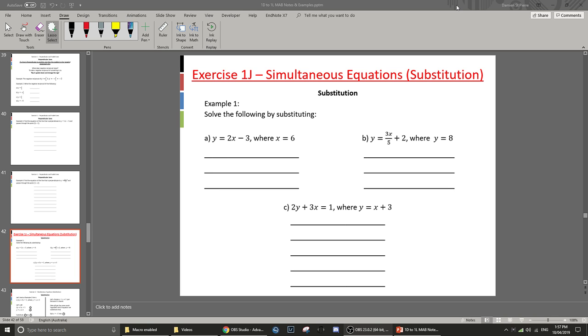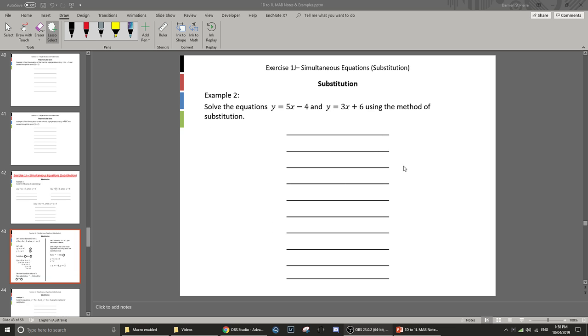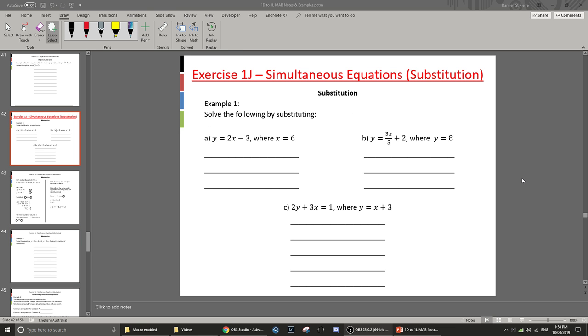This is exercise 1J, so you should have done this in the last class at the end of term, but hey, we all know how well we actually work when it's a Friday, last day of term. So I thought I'd go over this for you all quickly again. So exercise 1J, it's simultaneous equations and we're solving via substitution.